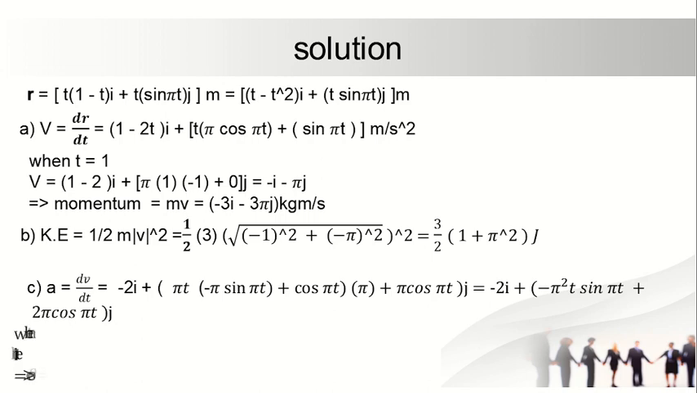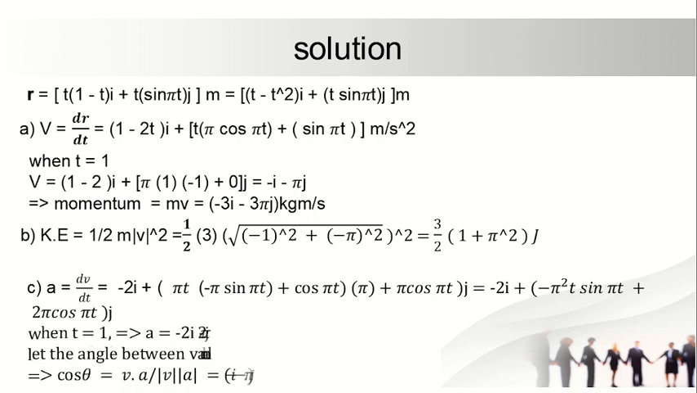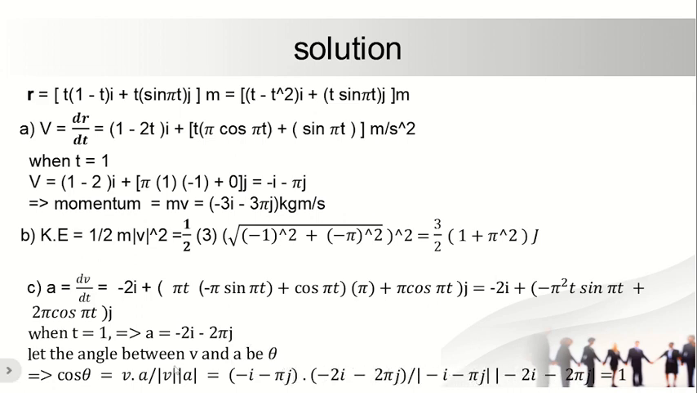Now we swap to the calculation. When t equals 1, we replace the value of t in the acceleration, and we get the acceleration to be equal to negative 2i minus 2 pi j. Now let me use this assumption so that we work with an angle that we know. Let the angle between the velocity and the acceleration be theta. So what will be cos theta? Cos theta will be equal to v dot a divided by the magnitude of v times the magnitude of a. You copy your velocity, you copy your acceleration, you multiply the two, and you divide by the magnitude of the velocity times the magnitude of the acceleration.